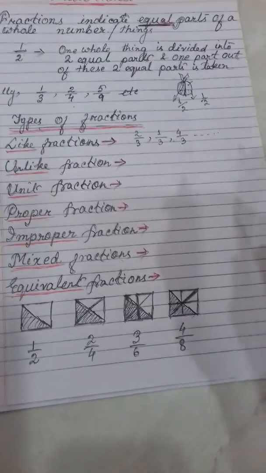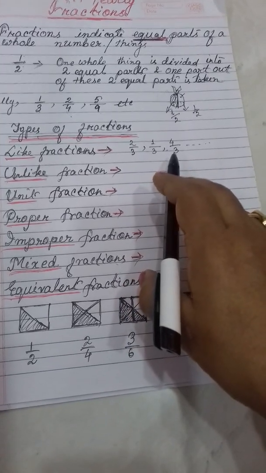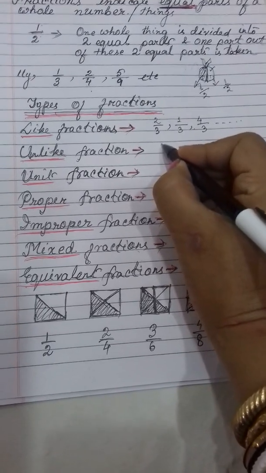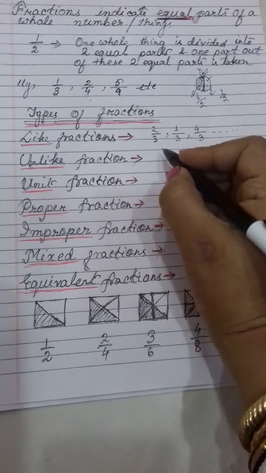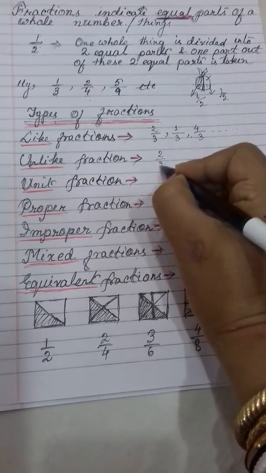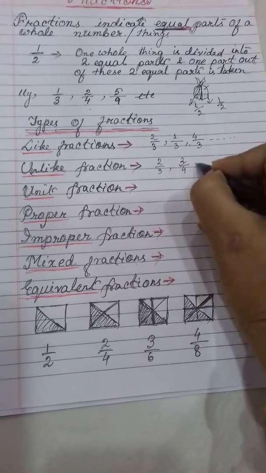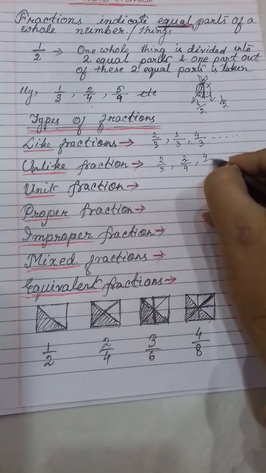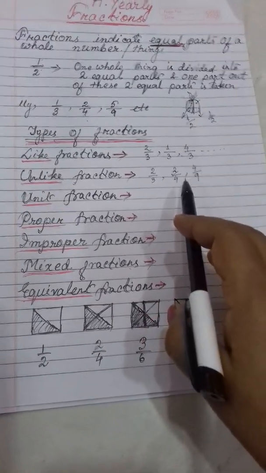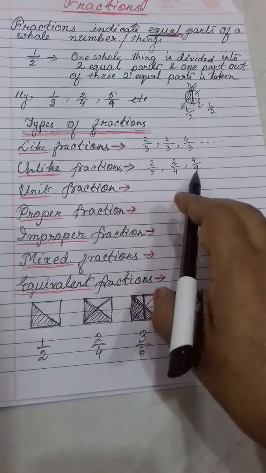But denominators are same. These fractions are known as like fractions. Clear? Next, unlike fraction. Unlike fraction means just the opposite one, whose numerator as well as denominator will be different. Suppose 2 by 3, 3 by 4 or 4 by 9. Clear or not? These type of fractions are known as unlike fractions. Okay, students? That means denominators are different.